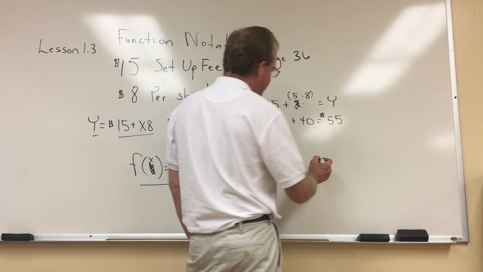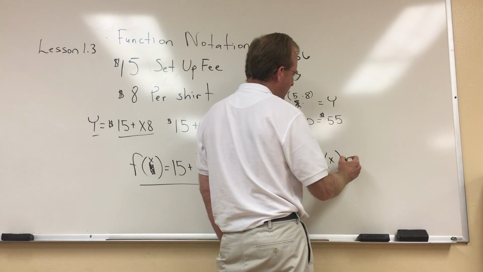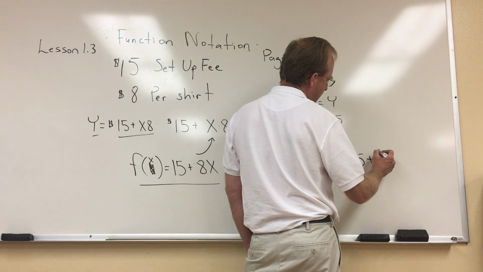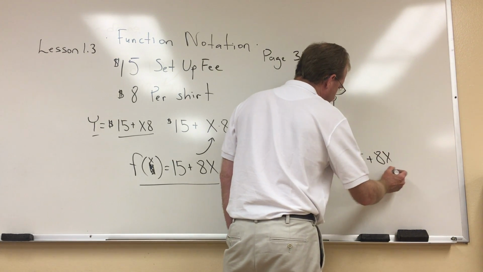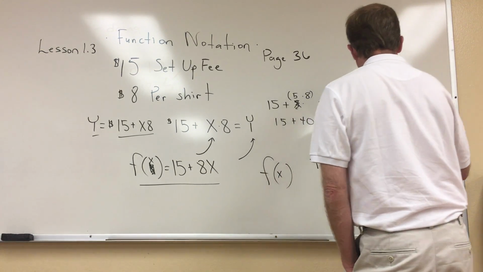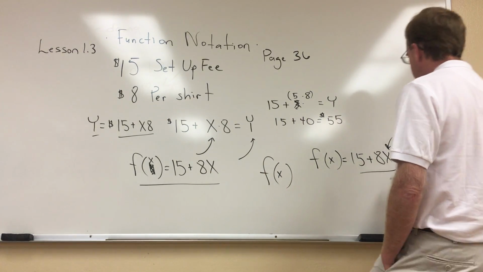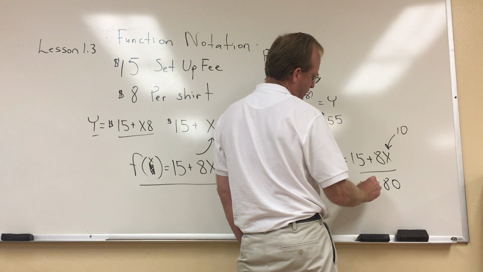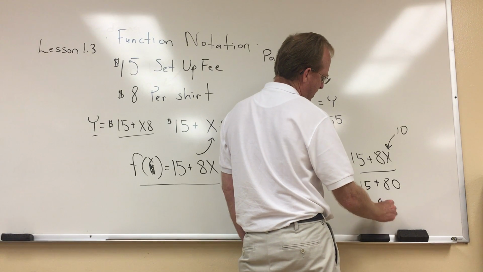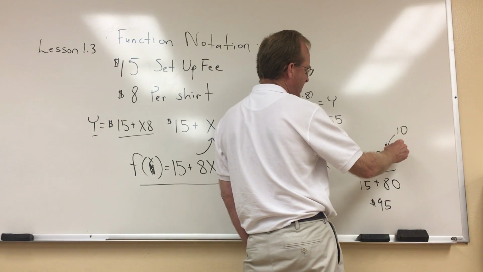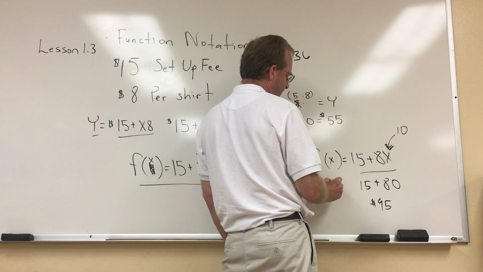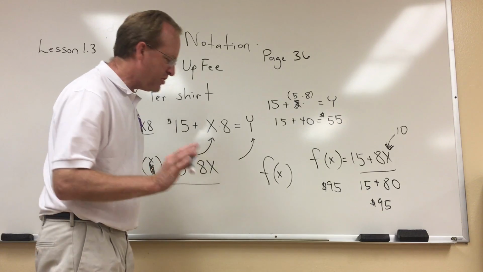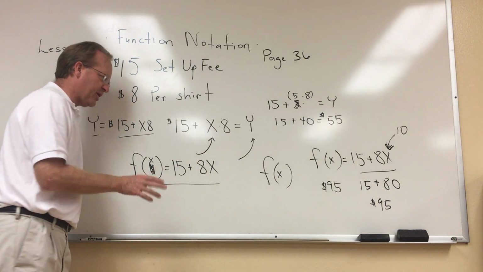Okay? So if I said function of x is equal to 15 plus 8x, you would put in the number. Let's say this time it's 10 shirts. So 10 times 8 is 80, plus 15, my answer would be $95. If x is 10, the answer is $95. So like I said, it's just a language thing, but you need to be comfortable with that as you progress through the course.